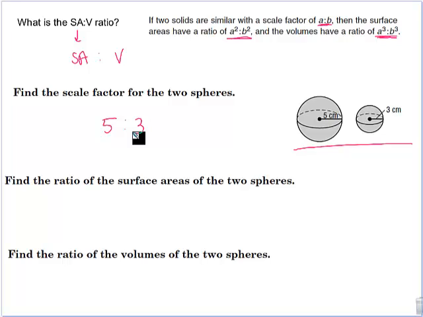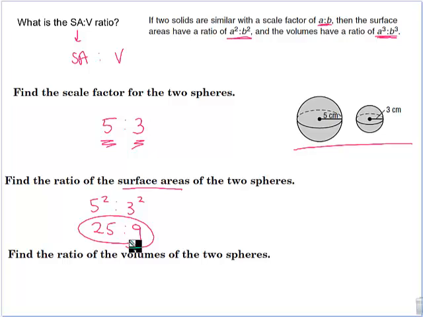Well, the surface area of the two spheres, if this has a scale factor of 5 to 3, we would have to square both of those. So 5 squared to 3 squared. Well, 5 squared is 25 and 3 squared is 9. So that would be our ratio of surface areas.